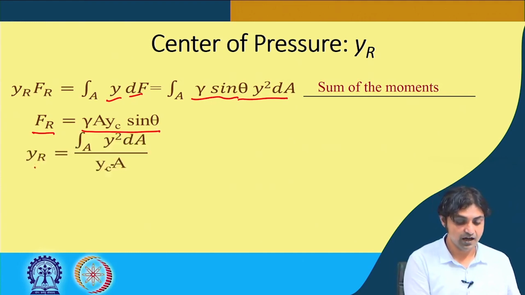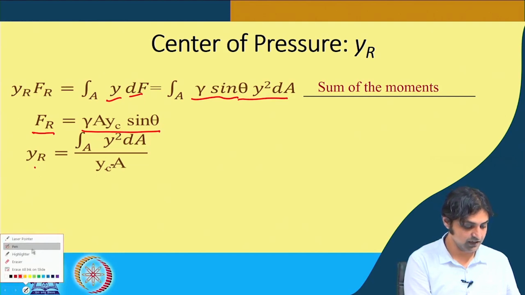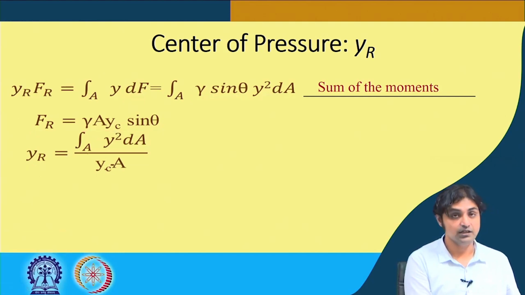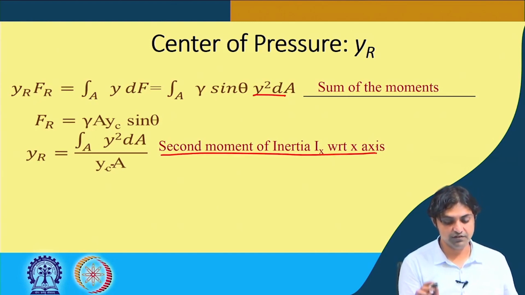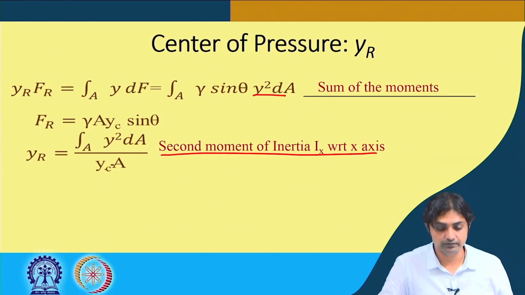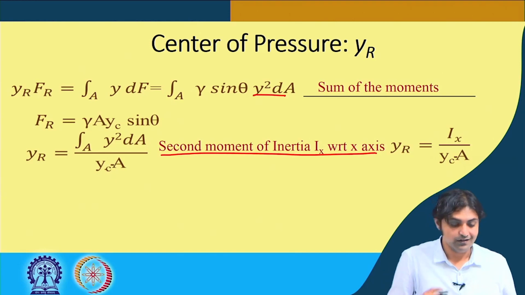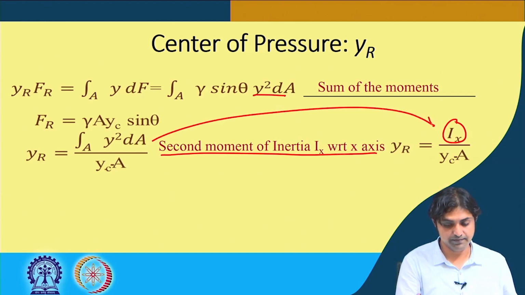So, YR now can be written as integral y squared dA divided by yc into A. I will erase the ink. So, you can see integral y squared dA, okay, divided by yc into A, because gamma sin theta cancels, right. So, this is actually the second moment of inertia with respect to the x axis. Very good. So, we are coming to some conclusions now, where YR can be written as Ix, the second moment of inertia, divided by yc into A.